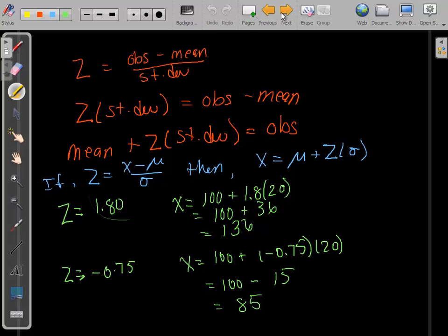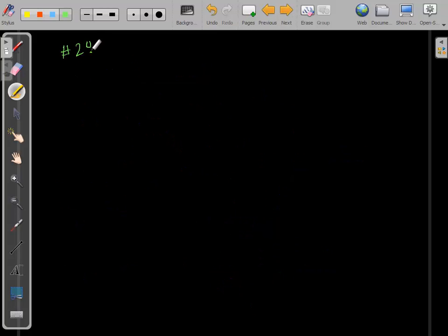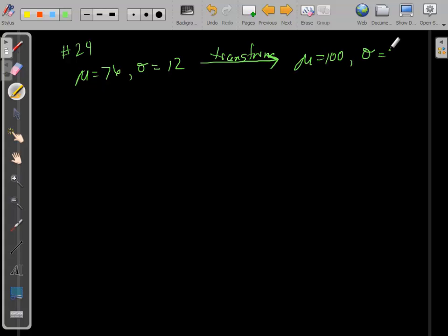Okay, let's take a look at number 24. In number 24, we have a normally distributed data set with a mean of 76 and a standard deviation of 12. And what we want to do is transform this into a data set with a mean of 100 and a standard deviation of 20. So in other words, we want to take a normally distributed population with these parameters and turn it into still a normal distribution with new parameters.